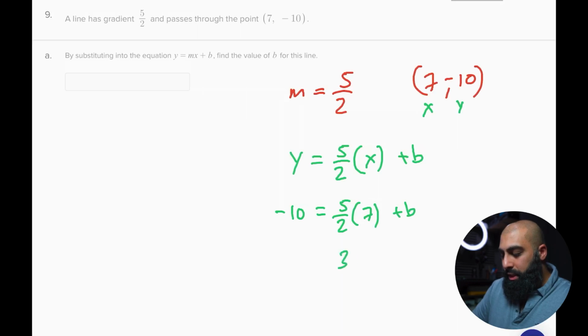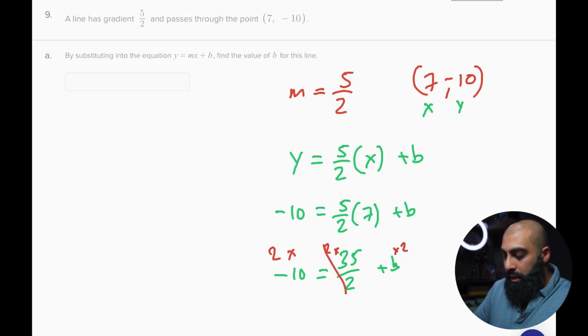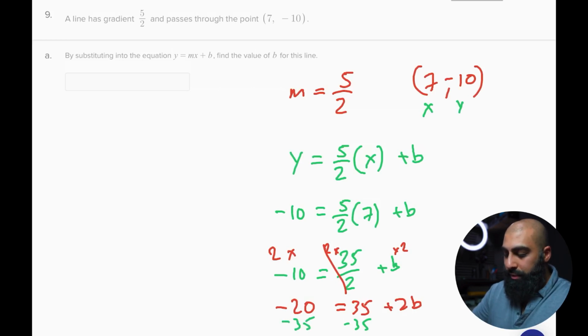5 times 7, that's 35 over 2 is equal to minus 10 plus b. Now, what I'm going to do is multiply everything by 2. So I'm going to multiply that by 2, that by 2, and that by 2. That eliminates the 2 from the denominator. That gives me minus 20 equals 35 plus 2b. Okay, now I can simply minus 35 on both sides. Minus 20 minus 35 gives me minus 55. Let's just write that here. Minus 55 is equal to 2b.